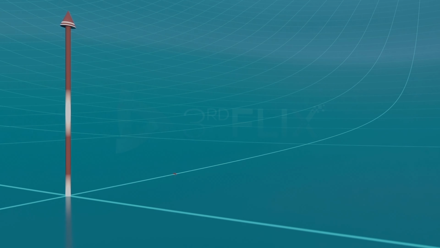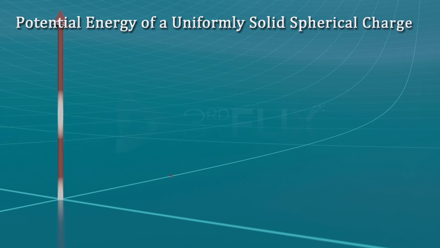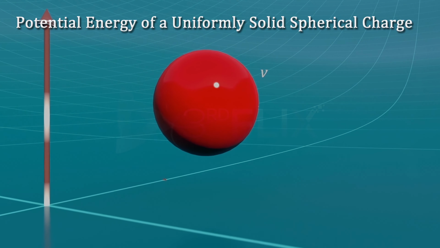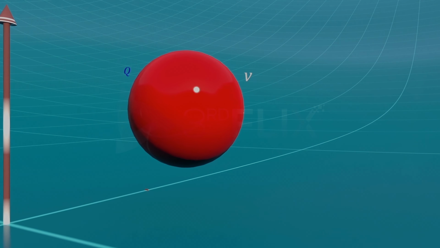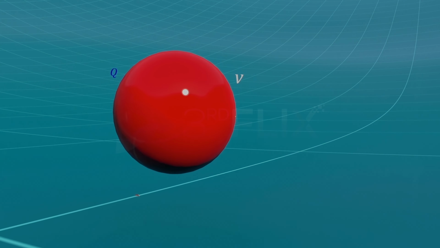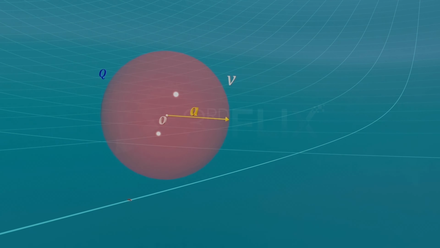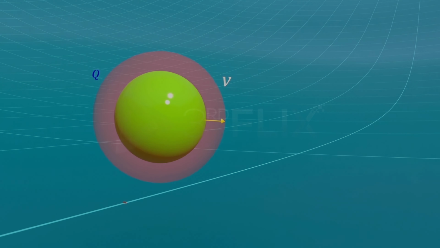Similarly, let us look at the potential energy stored in a uniform solid spherical charge distribution. Consider a charge Q that is uniformly distributed throughout the volume of radius a. Consider a spherical shell element of radius r with thickness dr.